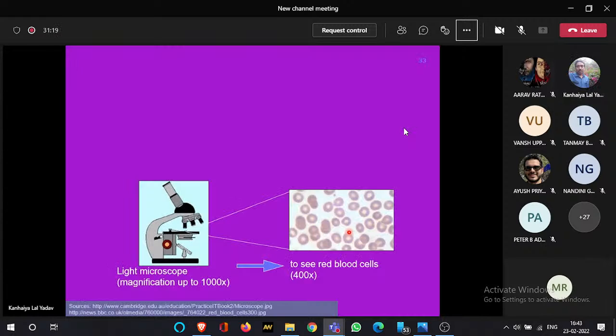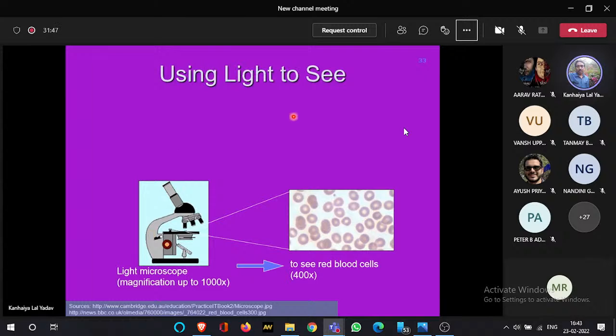This is the optical microscope you have seen in the labs, the microbiology lab or the physics lab. Visible light falls on the mirror, then reflects through this one. Then you have the objective and the eyepiece through which you can look. Through this you can get up to 400 times magnification.